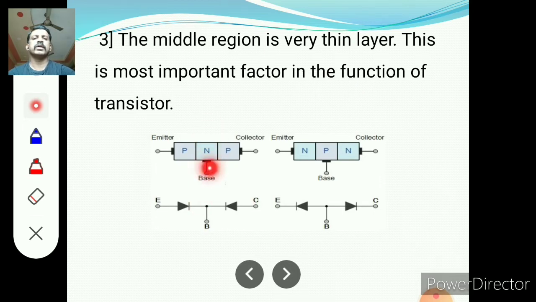The middle layer is known as the base, the left side is known as the emitter, and the right side is known as the collector. So this is a PNP transistor. In the case of an NPN transistor, the base is P, the emitter is N and the collector is N. This is the symbolic representation of the transistor. In PNP, the arrowheads face each other, and in the case of NPN transistor, they are opposite to each other.